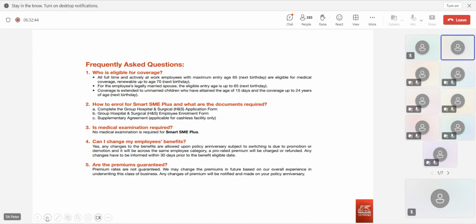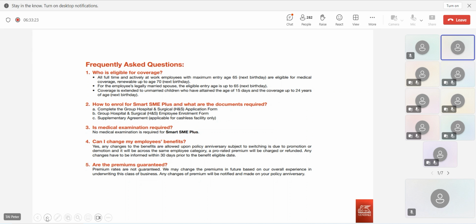then they can be insured together under the family. How to enroll in SME Plus and what are the document requirements? Very simple. You just need to complete the form. You can download this form from our website. There's an enrollment form, meaning you have to put in the names and all the details. Then there's a supplement agreement for the cashless facility, which you have to sign. If you opt for reimbursement, then you don't need this, but if you go cashless, then you need it. You can just download it from the website.